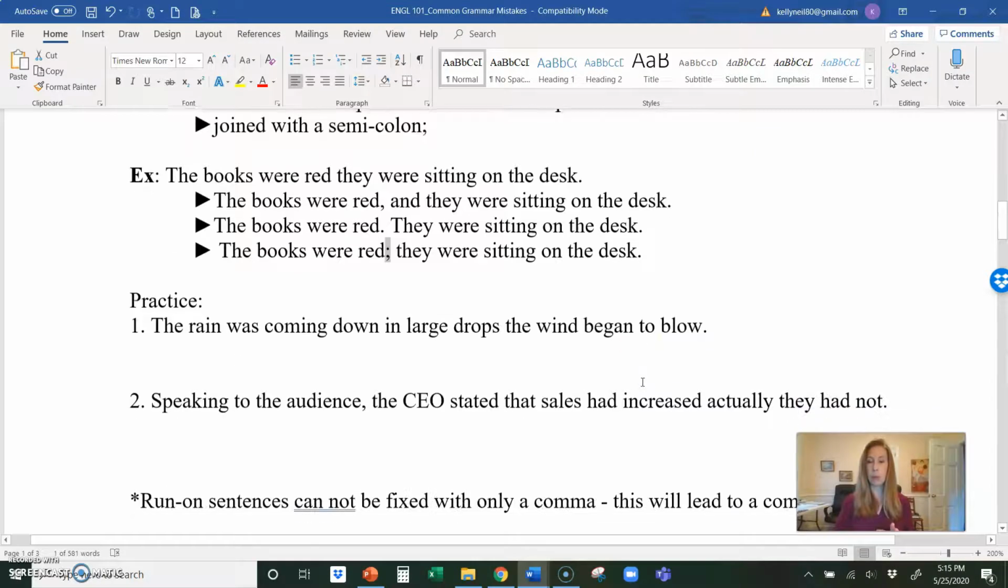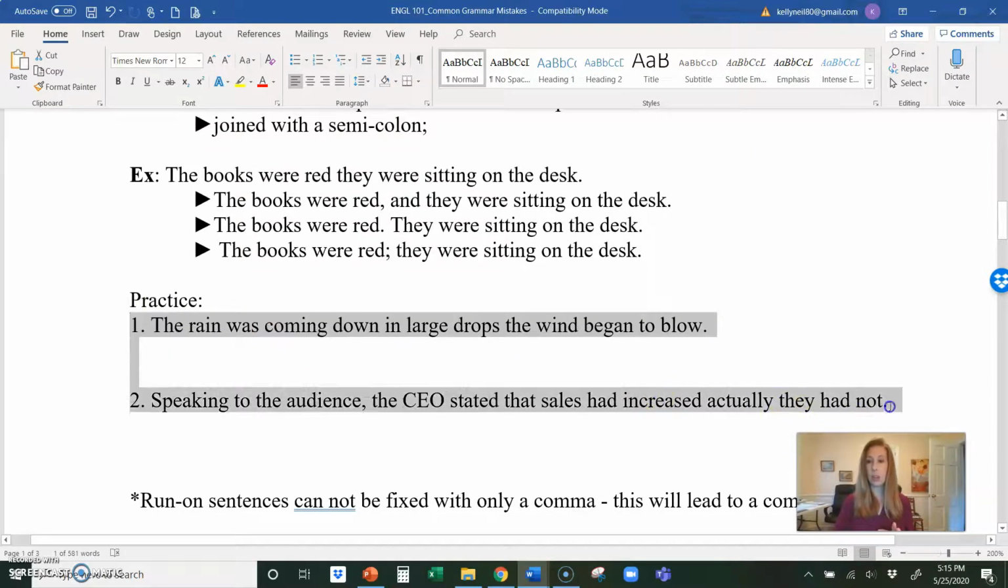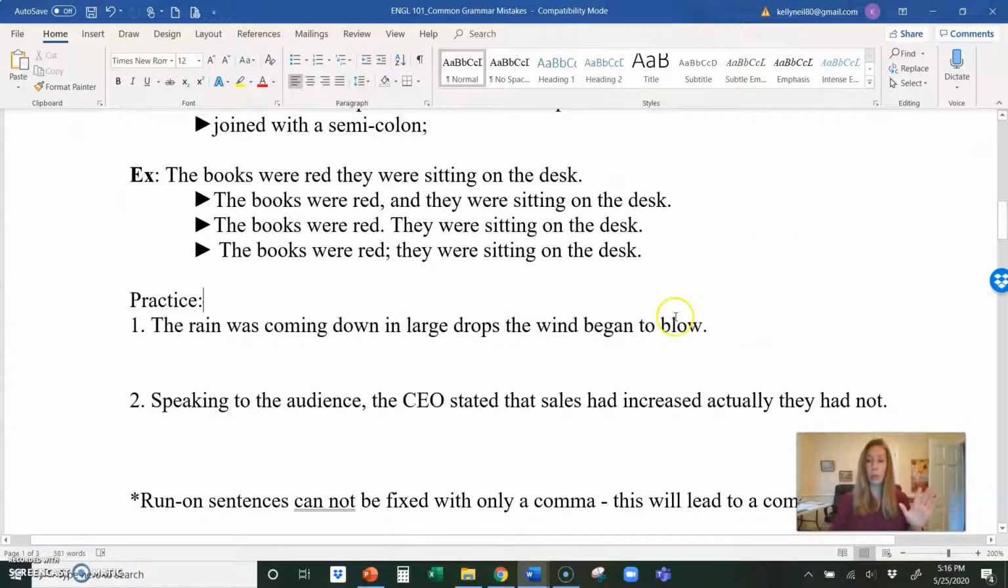So let's look at some examples. Again, here are two sentences. These are run-ons. I want you to pause the video, see if you can fix these on your own, and then I'll show you some ways of doing it that I came up with. Okay, so hopefully you paused that video, you tried to fix these on your own. Let me show you how I would do it, a couple ways that I came up with. And of course, there's more than one correct way to fix these. Okay, the first one, the rain was coming down in large drops. That's a complete thought. The wind began to blow. That's another complete thought. So you know what I'm gonna do? I'm gonna put a semicolon right there, and that's all I have to do to fix the problem of that run-on, okay?